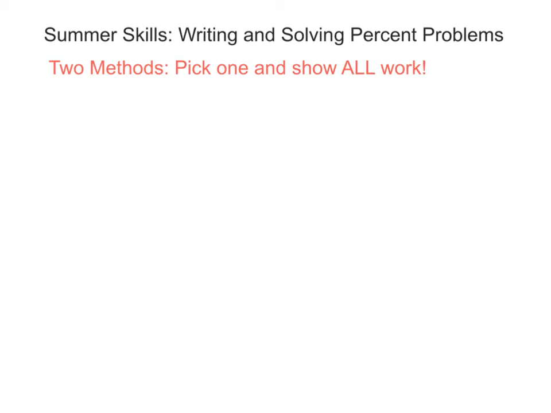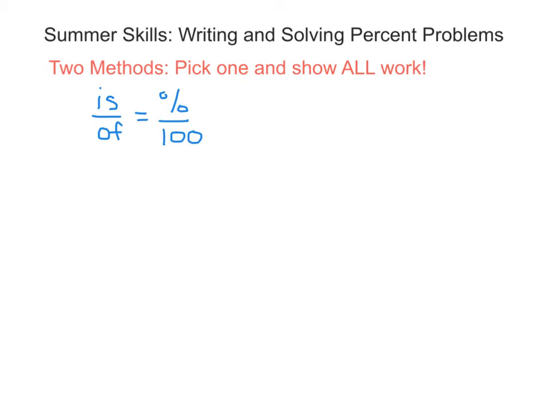So the first method is going to be the proportion method. You're going to write a proportion and then solve it like what we did yesterday. So you're going to have is over of equals the percent over 100. And then you're going to be able to cross multiply and solve for whatever variable is missing. So let's go ahead and take a look at a few examples.